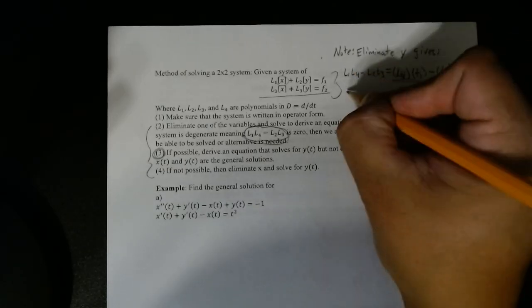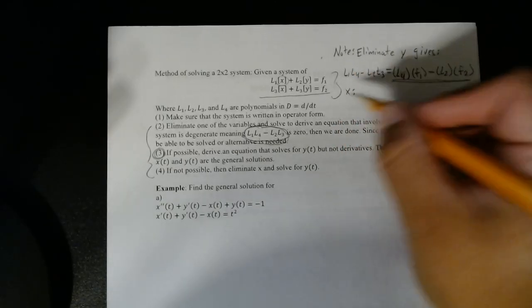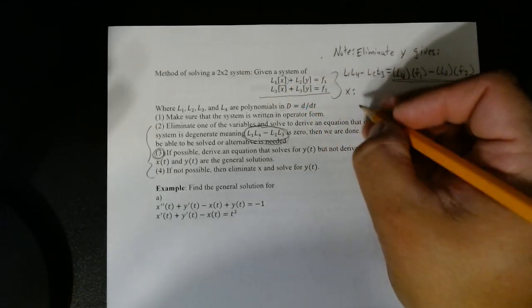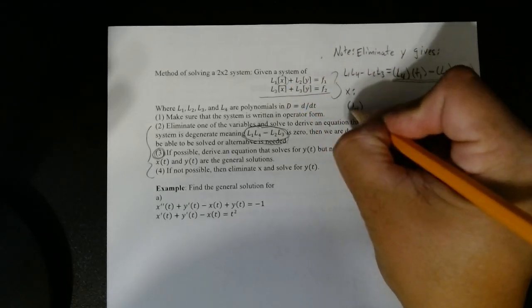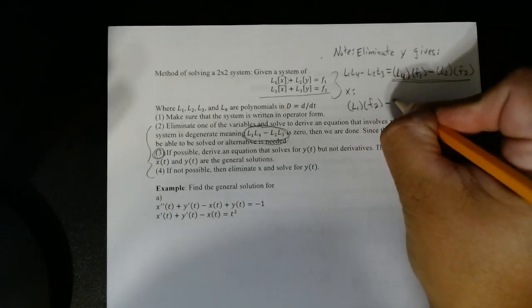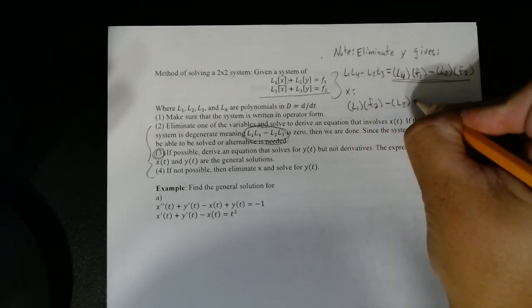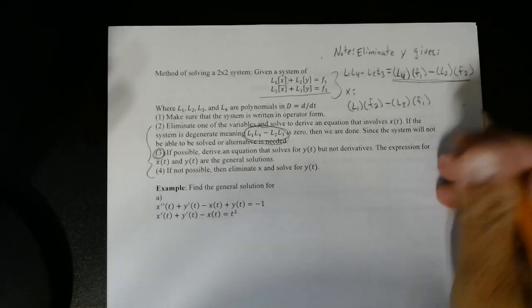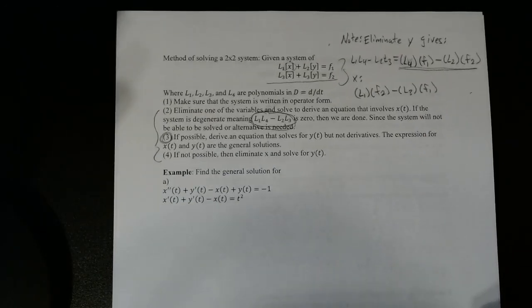So if you want to eliminate the x's, it's about the same process, but you use the alternatives. So we're going to be using L1 times F2 minus L3 times F1. And I'll show you how we're going to use that in a little bit.